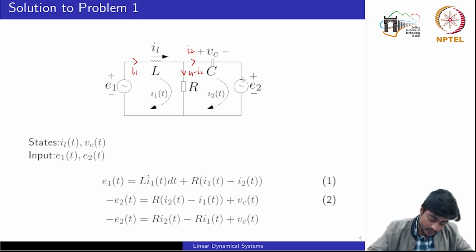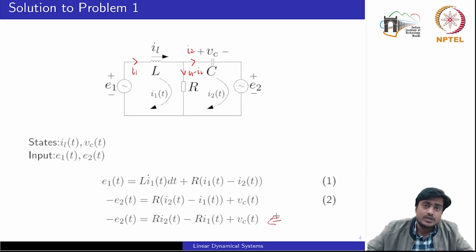Similarly, for the second loop, we can write minus E2, because the current is flowing in the opposite direction, which is equal to R times (I2 minus I1) plus the voltage across the capacitor. After this simplification, we obtain this next equation, which you can see more closely.